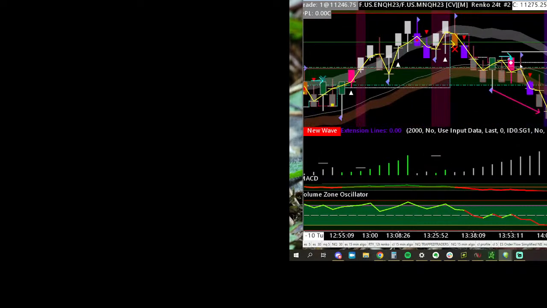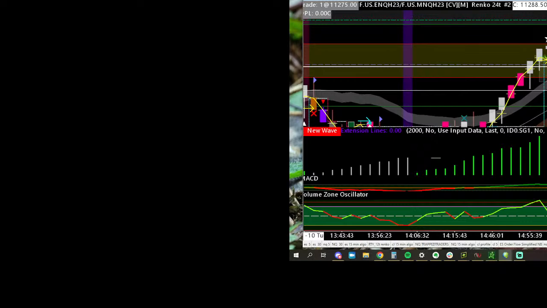Once this pullback is done on this time frame, it's going to go back to doing what it was doing before, which is trending in the opposite direction, right? So we should always expect that. That's why it's so important to know when you're trading counter trend and when you're not. Okay.